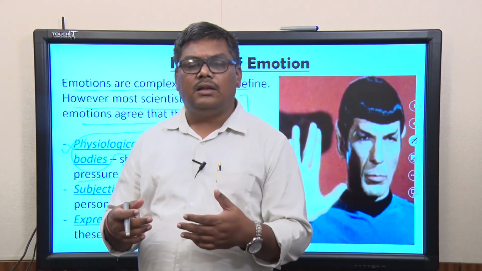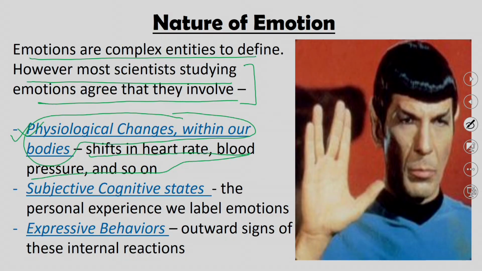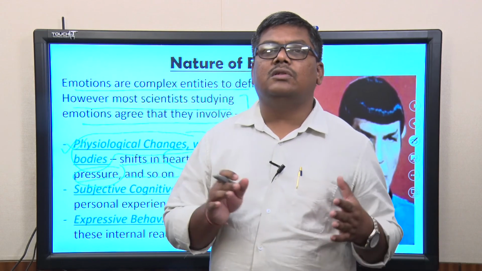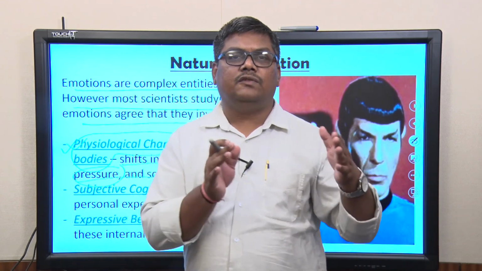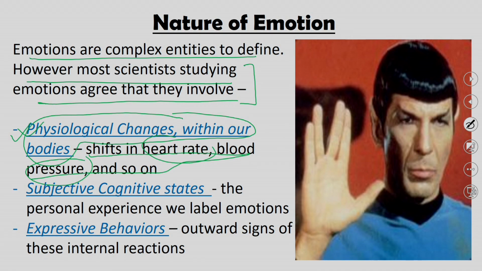So, depending on the type of emotion that you are feeling, not only will there be change in heart rate, but also blood pressure will change, your skin temperature will change, your skin reactivity will change, and so many other things happen. So, the first step in any emotion, when you feel emotional, is called the physiological changes.